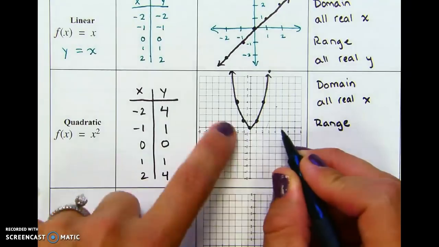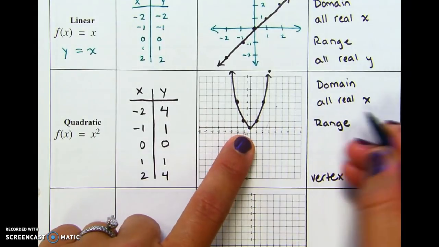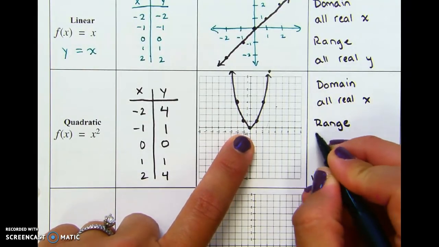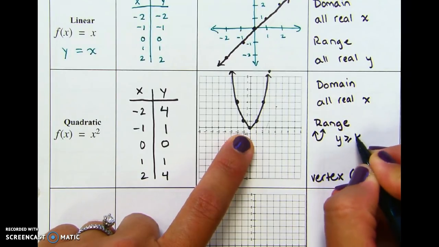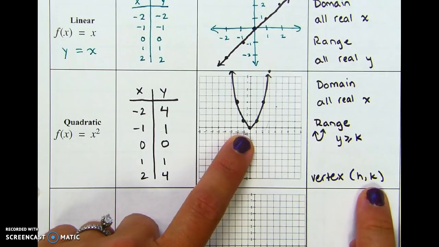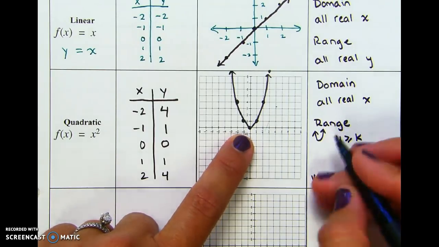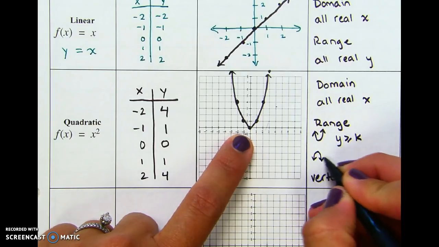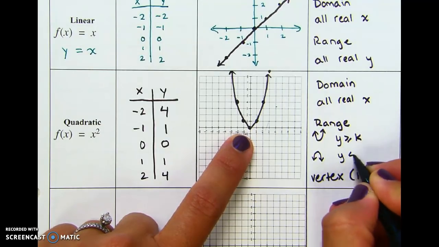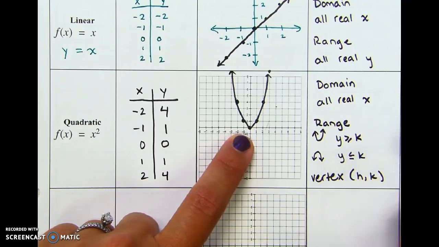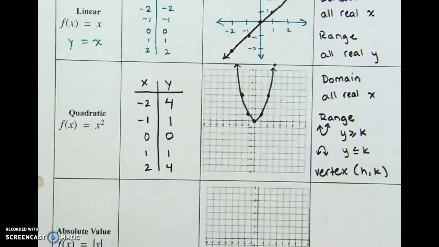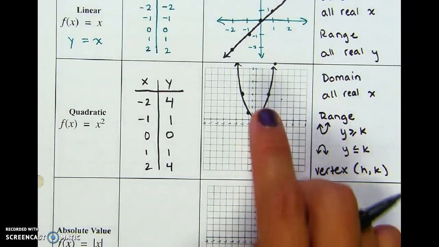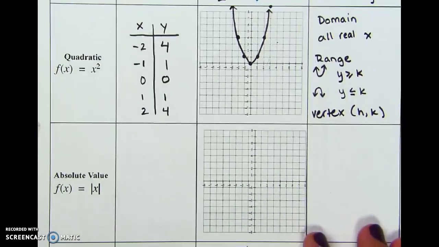So this is concave up. If it's concave up, the range will be all the y values greater than or equal to the y value of the vertex, which is k. And if it's concave down, the range will be all the y values less than or equal to the y value of the vertex. So that's going to change every time, and we're going to practice that.